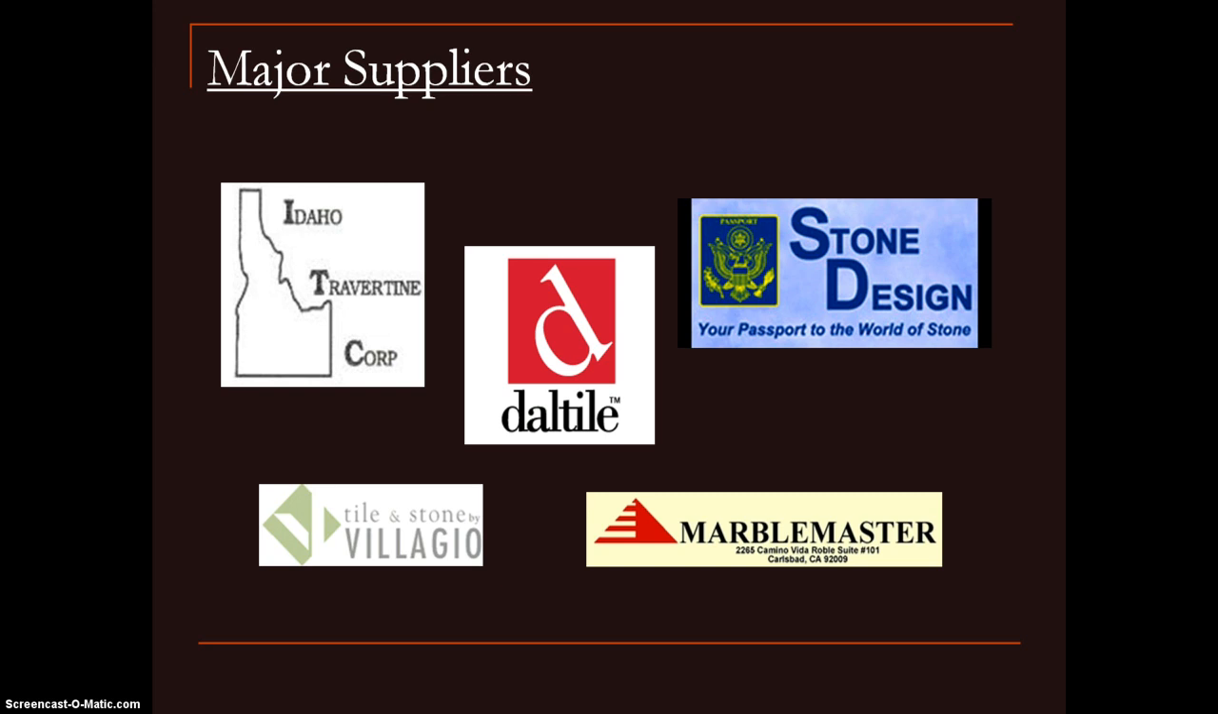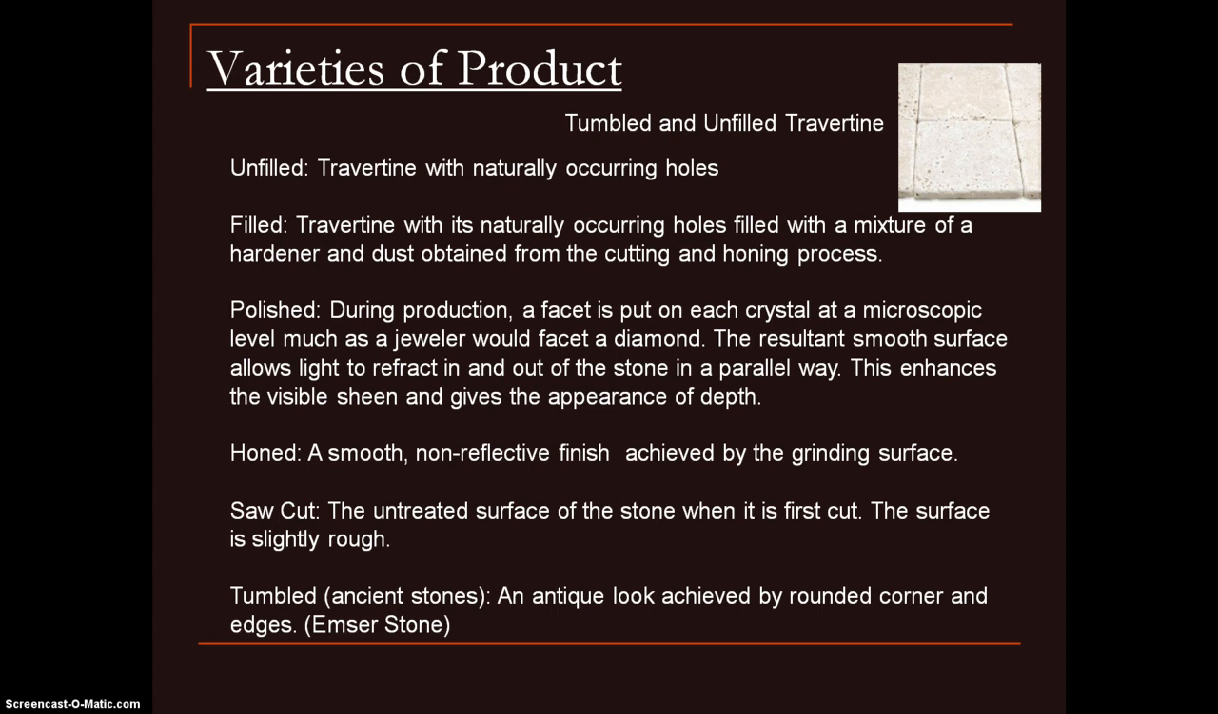Next, we're going to go over the varieties of product. You can see in the corner there is a picture of tumbled and unfilled travertine. Travertine that's unfilled means, well, travertine has naturally occurring holes, so when it's unfilled, they don't fill the holes up. But you can buy travertine where the naturally occurring holes are filled with a mixture of a hardener and dust obtained from the cutting and honing process.